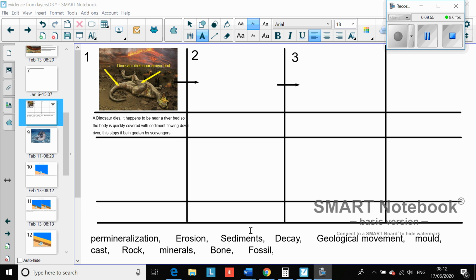So there are all the words you need to use at some point in your explanation: permineralization, and what that is, erosion, sediments, decay, geological movement, mold, karst, although mold and karst, probably you could leave those out if you can't quite work out how to explain them, rock, minerals, bone, and fossil.